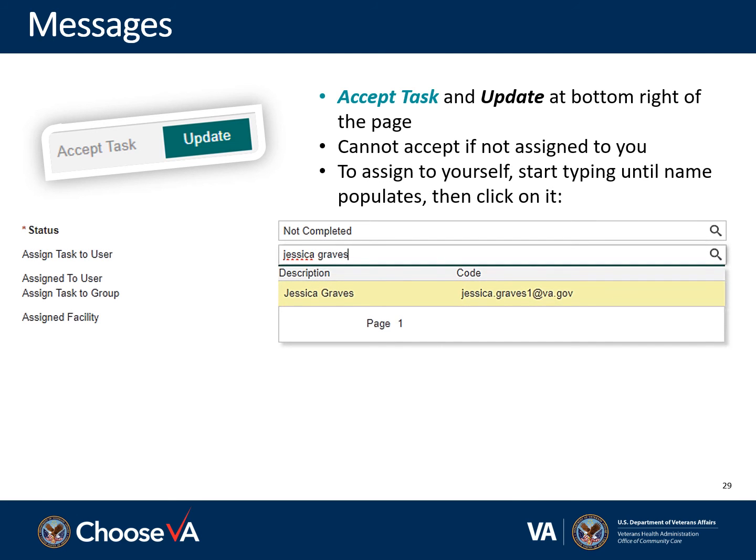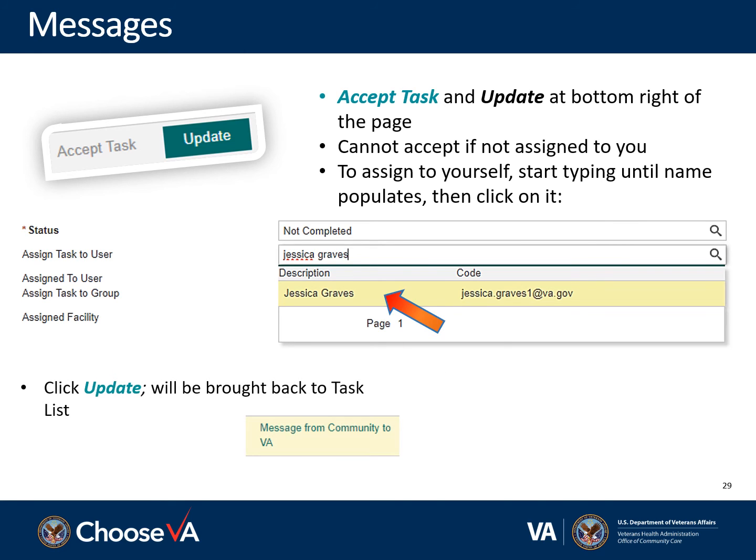So to assign it to yourself, what you're going to do when you are within the body of that message is you are going to click assign task to user, and then you will start typing your name until your name populates below, and then you'll go ahead and click on it. Once you do that, you will click update at the bottom right hand side of the screen, and when you do that, you will automatically be returned back to your task list, and you will click again on the message from community to VA portion of that line item.